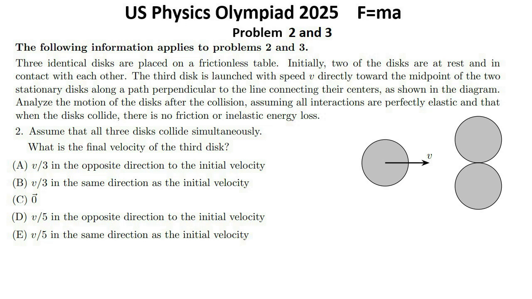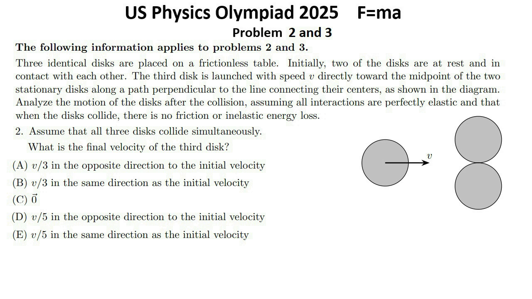Problem number 2 and 3. The following information applies to problems 2 and 3. 3 identical disks are placed on a frictionless table. Initially, 2 of the disks are at rest and in contact with each other. The third disk is launched with speed v directly toward the midpoint of the 2 stationary disks along a path perpendicular to the line connecting their centers, as shown in the diagram.